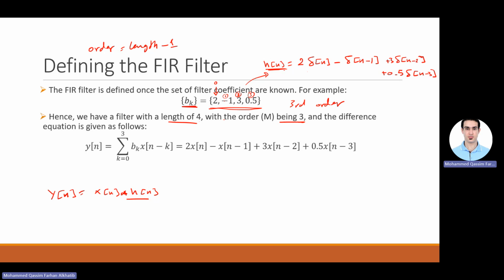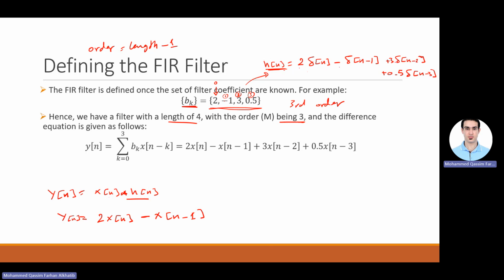So here, when we do a convolution with a delta, the output will be the same signal. And whenever we have a shift, the signal will be shifted by that value. So in this case, y of n equals x of n convolved with h of n. The first convolution will be x of n convolved with 2 delta of n, so you'll get 2 x of n. Then we have minus x of n minus 1.